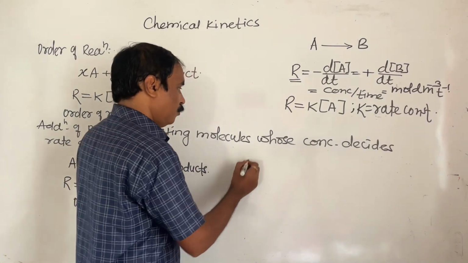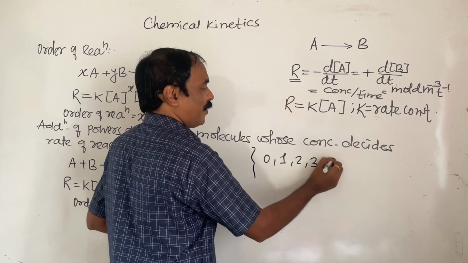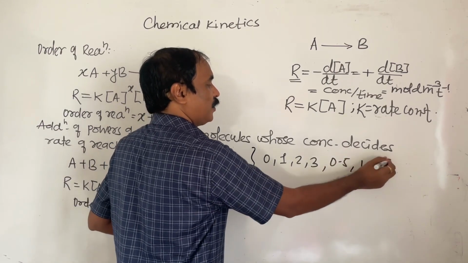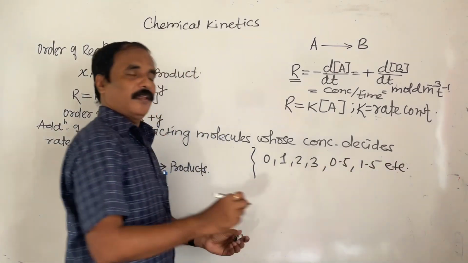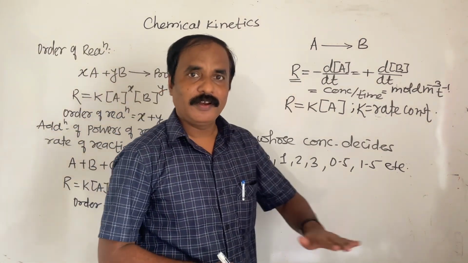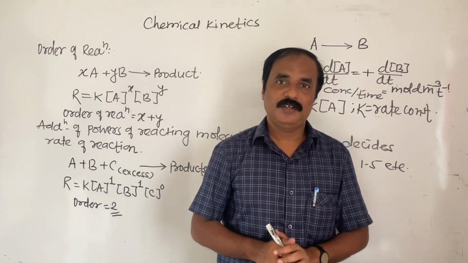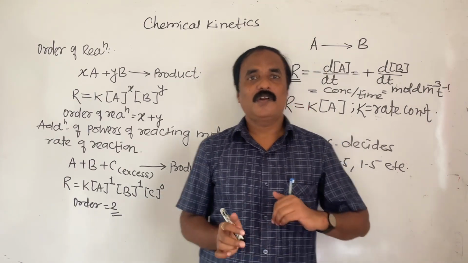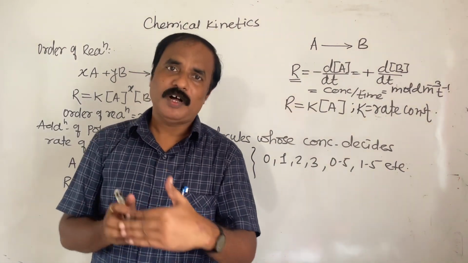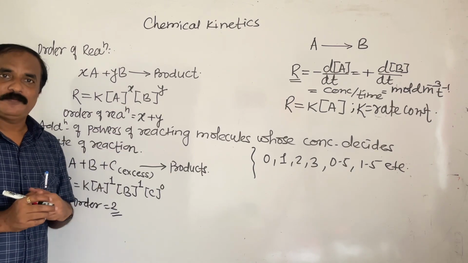Molecularity is always in whole numbers. Order of reaction could be 0, first order, second order, third order. It could also be a fraction, 0.5, 1.5, etc. हो सकता है. लेकिन molecularity always in whole number. Molecularity is a theoretical concept, and order of reaction is an experimental concept. Is it clear? So what is the order of reaction? Addition of exponents, addition of powers of reacting molecules whose concentration decides rate of reaction.